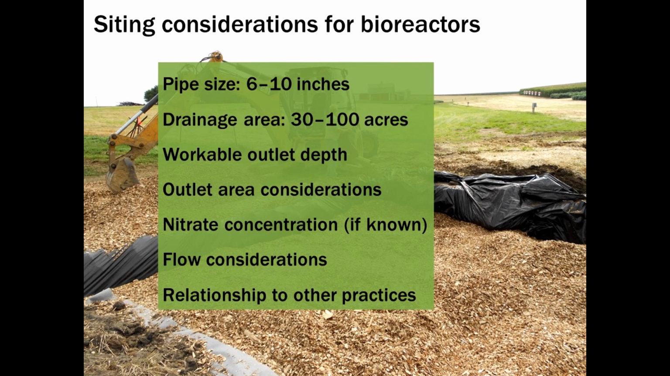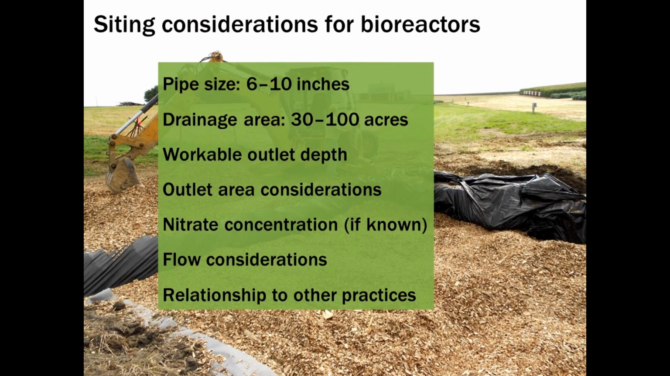We need a workable outlet depth, so ideally we'd like that main as we get near the outlet to be somewhere around 4 to 6 feet deep. If we get too deep, then that trench we've got to excavate gets really deep and becomes a problem. If it's too shallow, then we don't get enough wood chips in there to get the treatment we need. And so again, 4 to 6 feet gives us a nice, good-sized bioreactor to get the treatment that we want. Some other outlet area considerations.